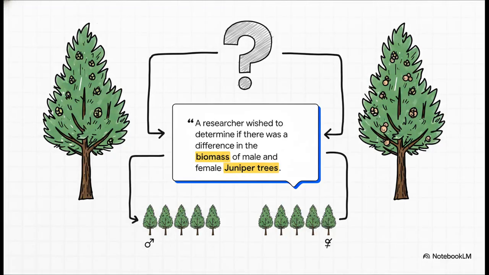So here's the setup. We have a researcher who wants to know if there's a difference in the biomass, basically the total weight, of male and female juniper trees. We've got two separate groups, male and female. The data probably isn't perfectly normal. This is a textbook case for the Mann-Whitney U-test.